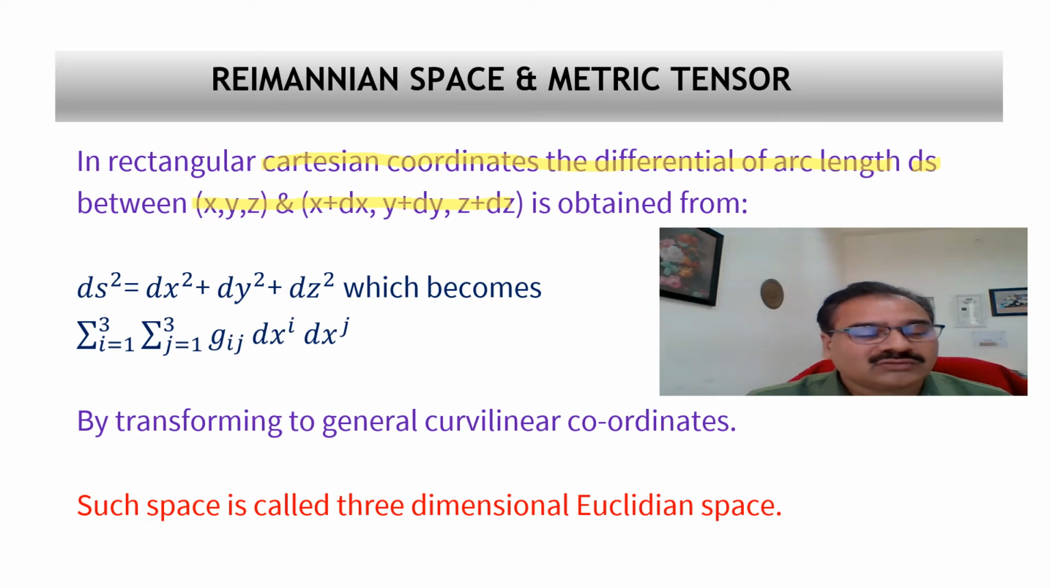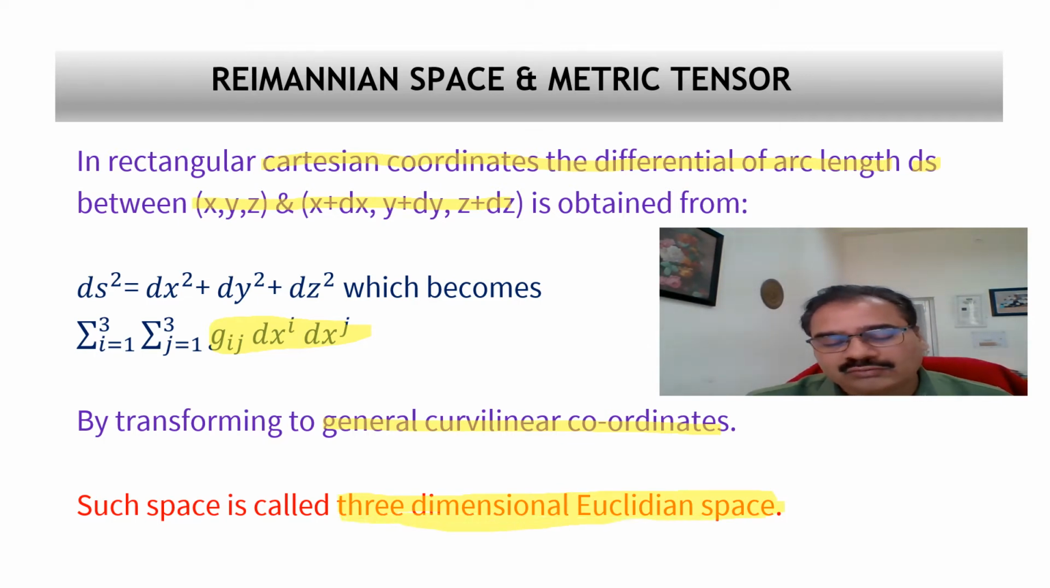This ds square is equal to dx square plus dy square plus dz square, which in summation form you can write as the summation over i equal to 1 to 3, j equal to 1 to 3, of g_ij dx_i dx_j. This is the form of a tensor, and you may represent it like this in indices. By transforming to general curvilinear coordinates, such a space is called three-dimensional Euclidean space. This part of geometry we know at the PG level at least, and from the UG third year level we know such equations very well.